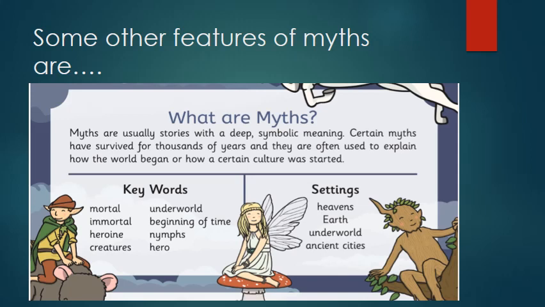Some other features of myths are: myths are usually stories with a deep symbolic meaning. Certain myths have survived for thousands of years and they are often used to explain how the world began or how a certain culture was started. Now, some of the key words that are associated with myths are mortal, immortal, heroine, creatures, underworld, beginning of time, nymphs, and hero. And the settings might be in the heavens, earth, underworld, and ancient cities.